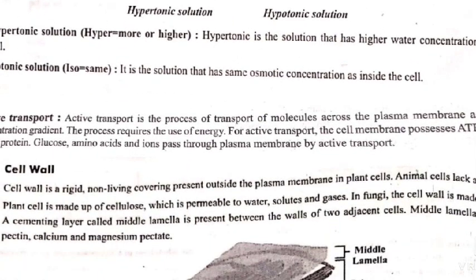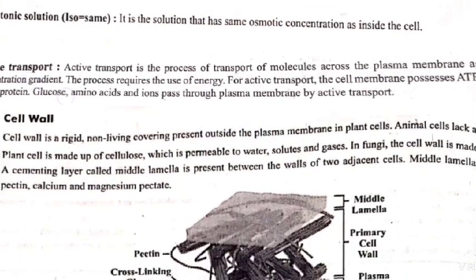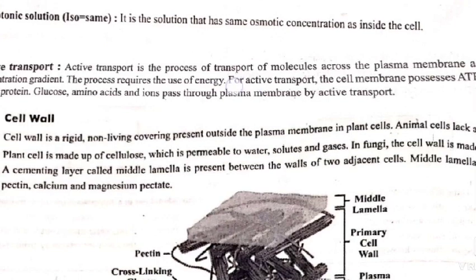Active transport. Active transport is the process of transport of molecules across the plasma membrane against the concentration gradient. The process requires the use of energy. For active transport, the cell membrane uses ATP-mediated carrier proteins. Glucose, amino acids and ions pass through the plasma membrane by active transport.